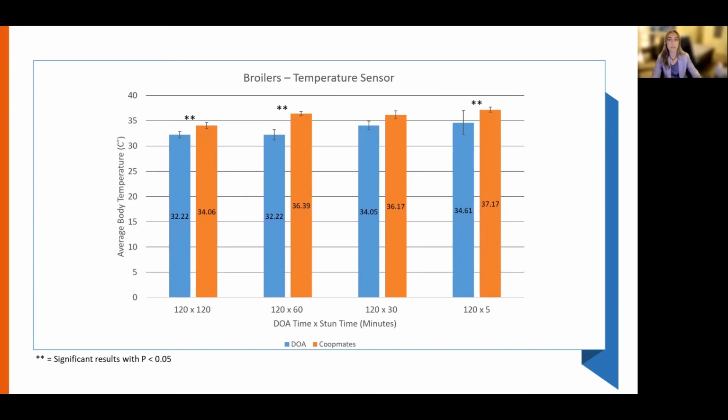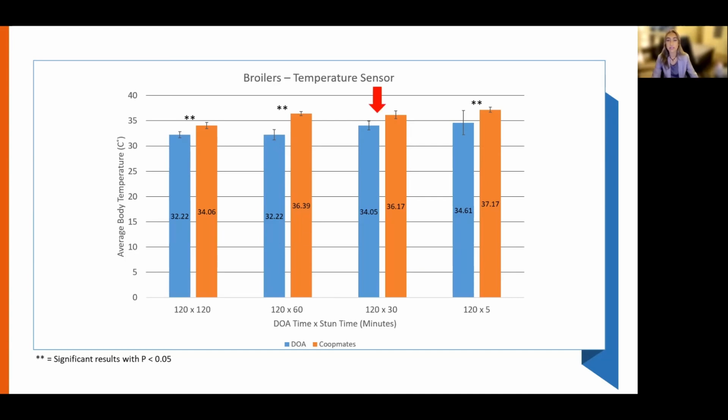Now, this is the start of study number 2, where we use broilers and the temperature sensor first. For a DOA time of 120 minutes, we found significant results for any stun time in comparison to any stun time for the rest of the coop mates if the coop mates have been dead for 120 minutes, 60 minutes, or 5 minutes.